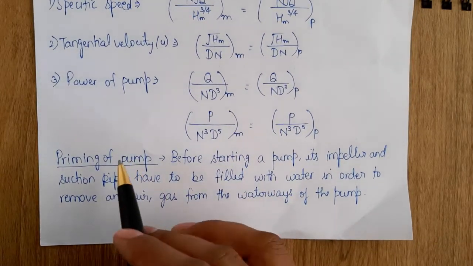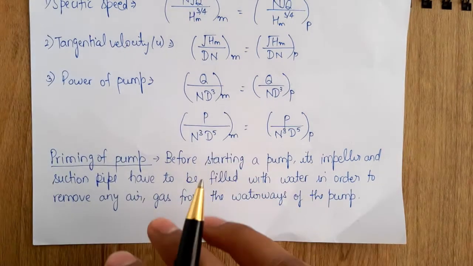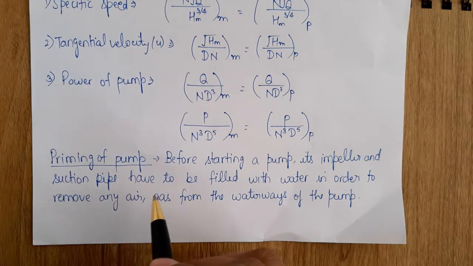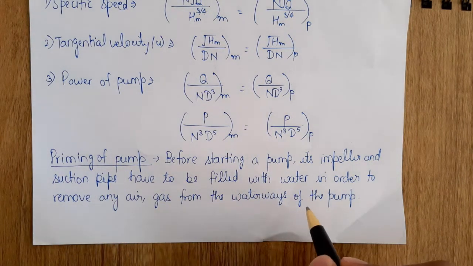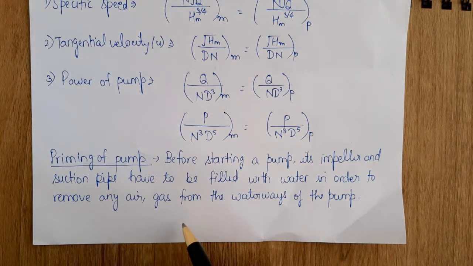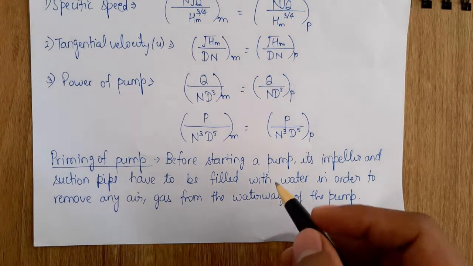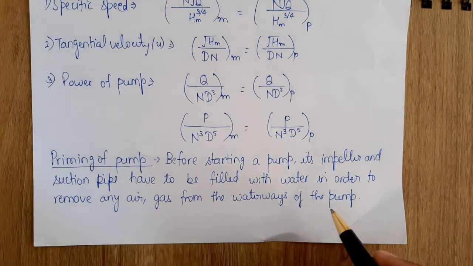And there is one last concept in the pump, that is the priming of the pump. Priming is the concept that before starting a pump, its impeller and suction pipe have to be filled with water in order to remove any air or gases from the waterways of the pump. If these are present in the pump, then there will be a possibility of cavitation, and we have to avoid cavitation so that our pipe will not become rusted. So we provide priming of the pump, that is the filling of water in order to remove any air or gases from the waterways of the pump.